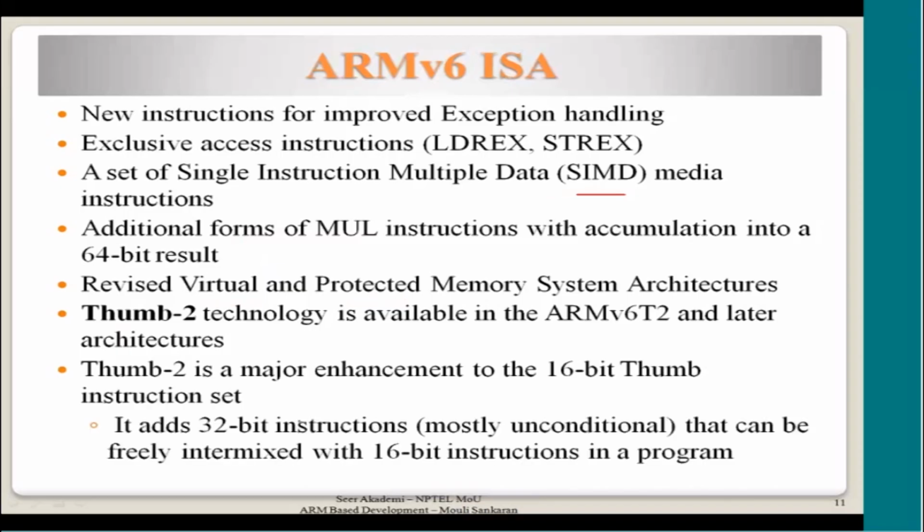And coming to the major enhancement of 16-bit instructions, it adds 32-bit instructions, mostly unconditional, that can be freely intermixed with the 16-bit instructions. So in the original ARM7, when we were in Thumb state, we were restricted. We had to operate only with a few 16-bit instructions. We didn't have the flexibility of using 32-bit instructions in Thumb state, but that restriction has been removed after the introduction of Thumb-2 technology.